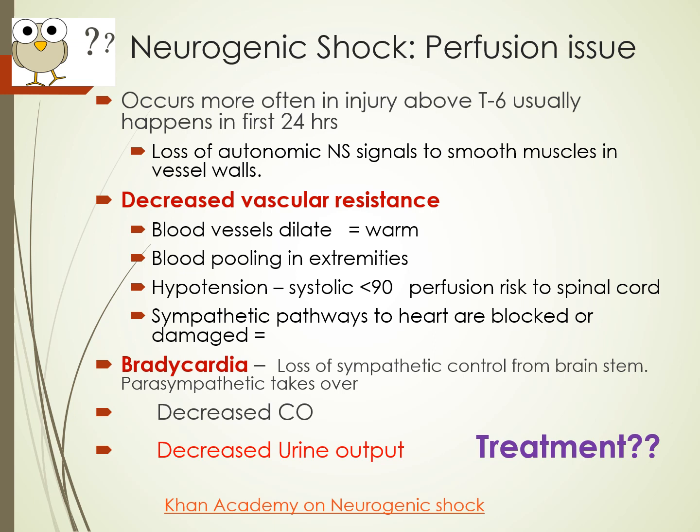Alright, let's take a minute and look at neurogenic shock. And this is a perfusion issue. It occurs more often in people with a T6 and above spinal cord injury, and happens many times in that first 24 hours. As we talked about before, after that primary injury, there was that secondary injury that involved the neurons and the cells themselves, and it seems that that disruption in the nerve cells and that increased release of that glutamate may be responsible for this neurogenic shock.